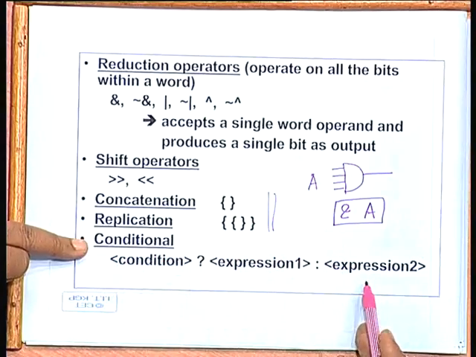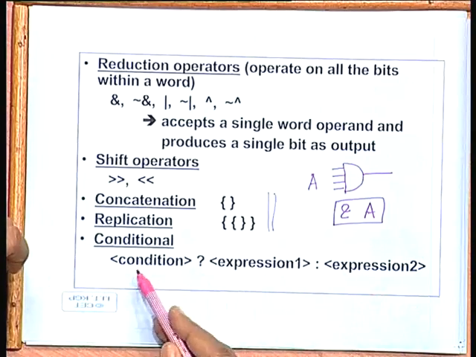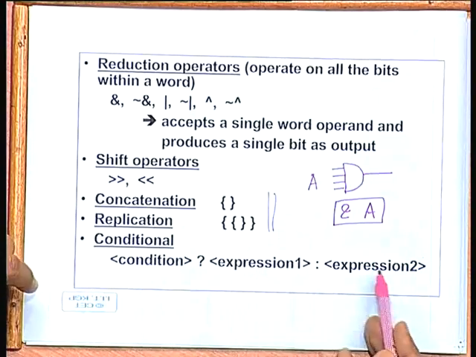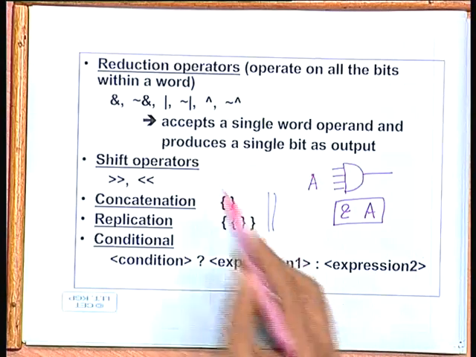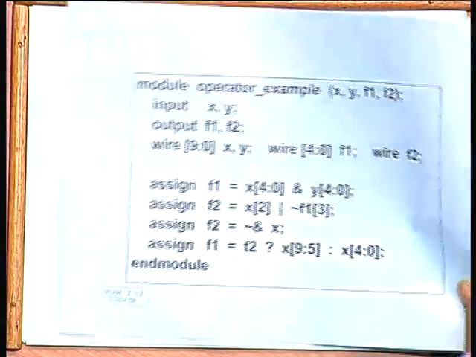Conditional again is available in C, okay. This if then else kind of thing, condition, if true then this, if false then this. Now, let us take some examples in which you can illustrate how to use these things.